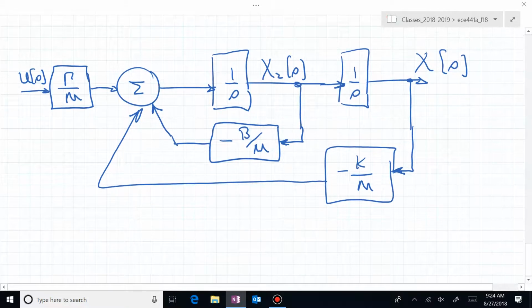Has everyone studied block diagram algebra? Did you do that in 340A? Pardon? Really, you're confessing? So I can go to your instructor and read them the riot act?